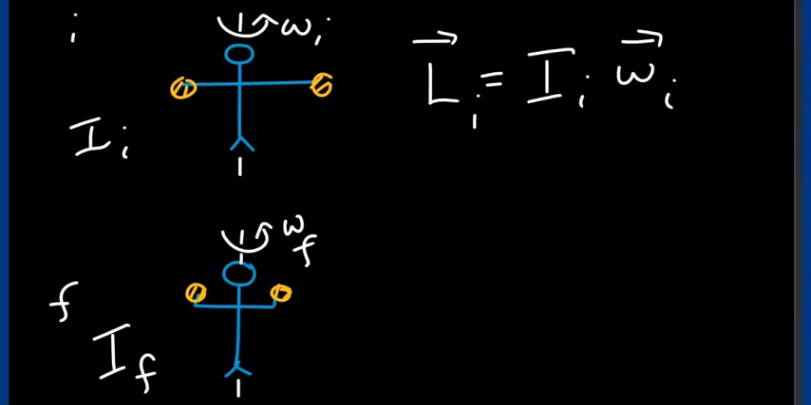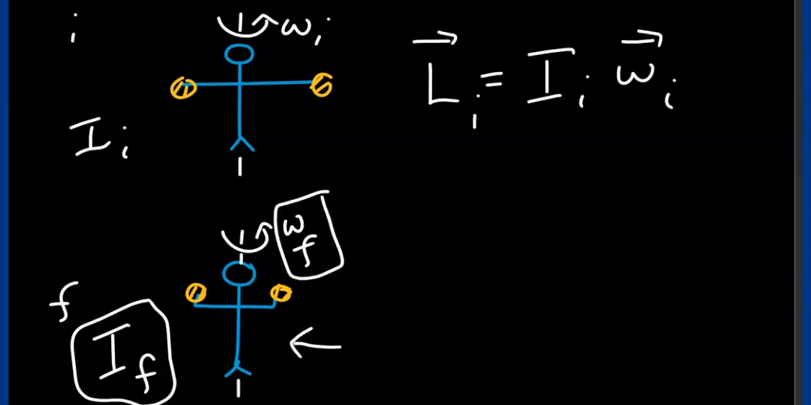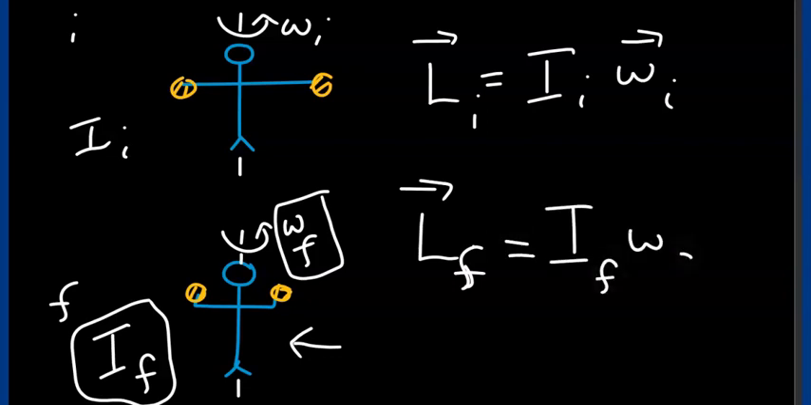Now let's assume the person has brought his arms together closer to the body, thereby bringing the two weights closer to the body. So obviously the moment of inertia of the system would change. Let's call that I subscript F. And the angular velocity of the system would now be different. So the angular momentum now is given by I subscript F omega F.